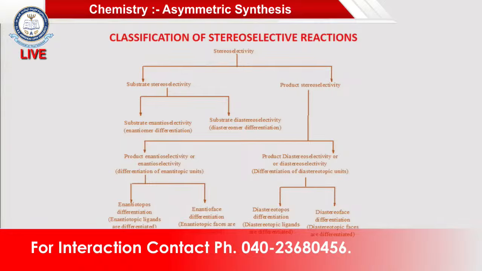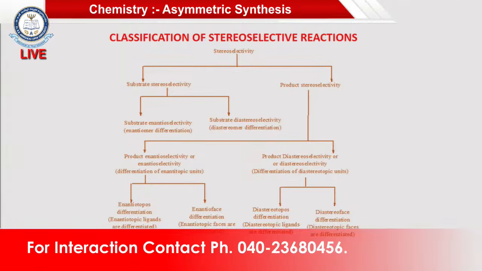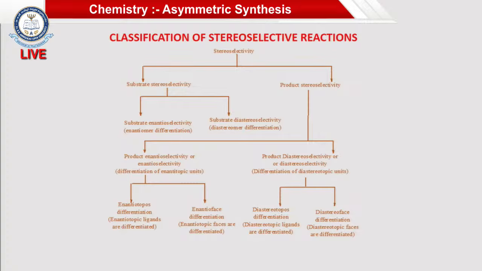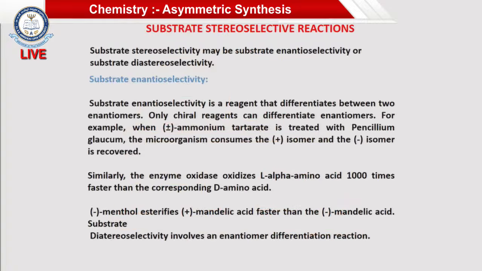One is stereoselective substrate selectivity and product selectivity. Substrate selectivity is also classified in different ways, and product selectivity is also classified in different ways, where we get enantiomers, diastereomers and everything. Now let us see substrate stereoselective reactions.